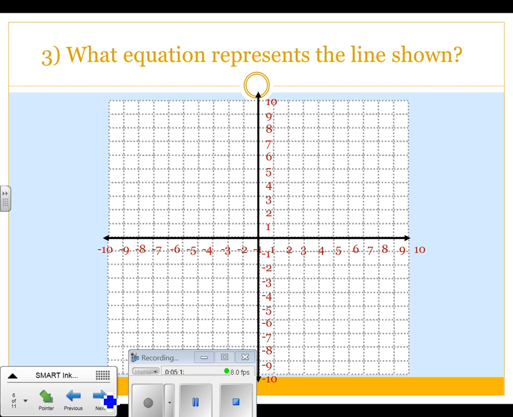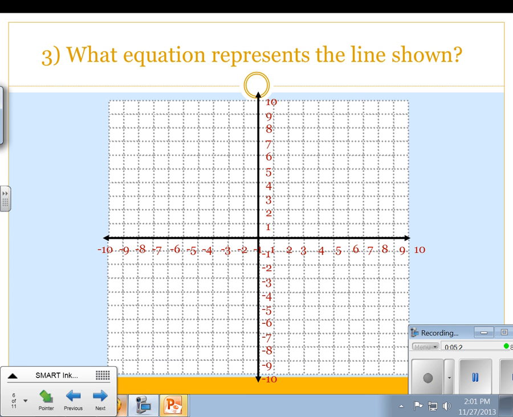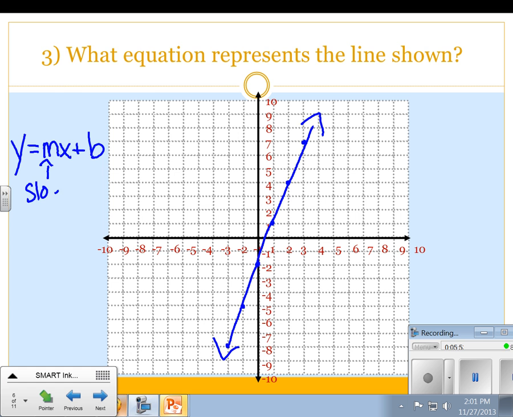On this graph, I'm going to move this here. I'm going to graph a line. I'm going to change that here. And so we're going to look at this line. So we have the blue line. Okay. And we're going to write the equation of the line in slope-intercept form. So we need to find the slope, and we need to find the y-intercept.